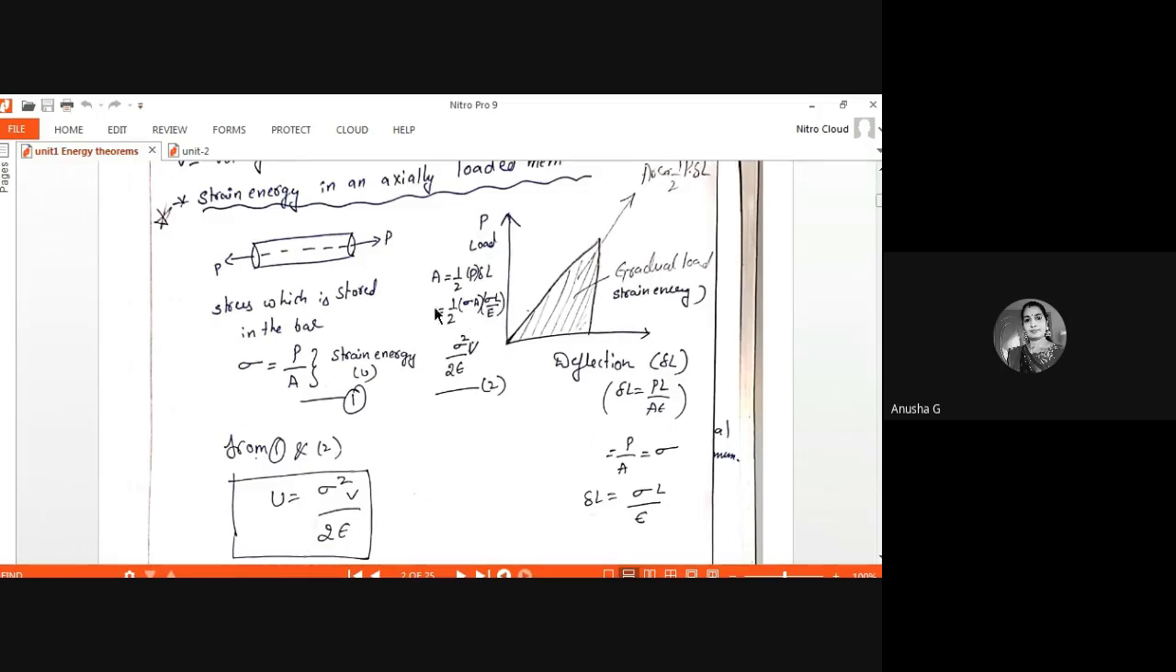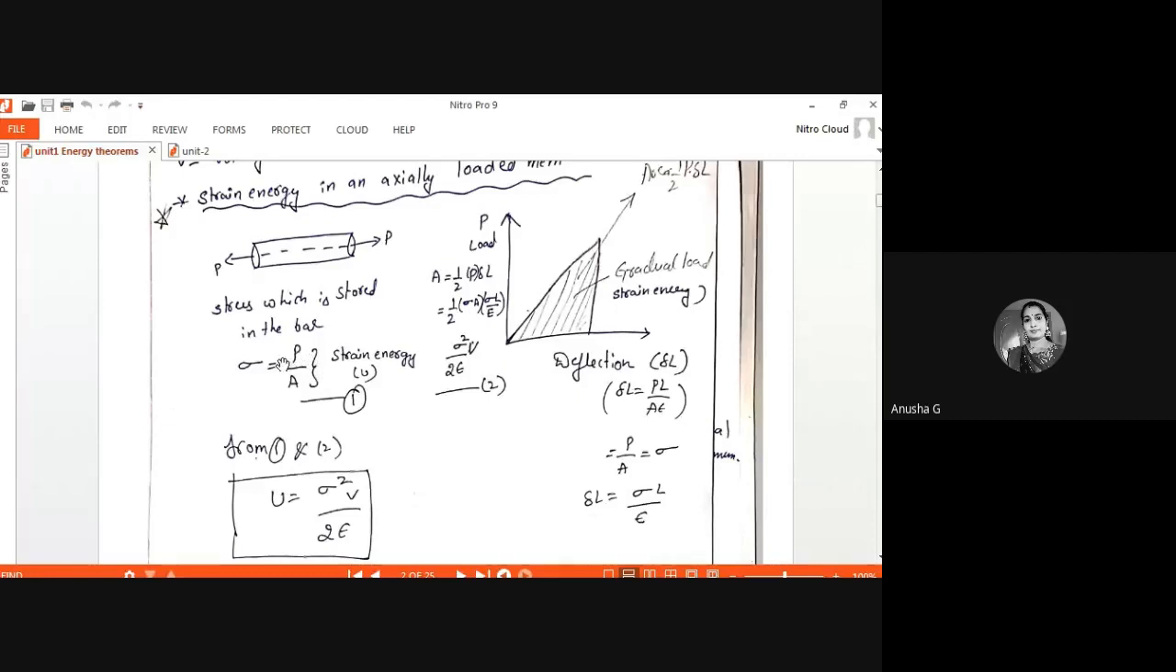Now I will write the total area of this axially loaded member. Area of the axially loaded member equals half into sigma A into sigma L by E. Then that equals sigma square, since sigma into sigma is sigma square. Area into length is volume. We'll get the volume: sigma square V by 2E. This is the second equation.